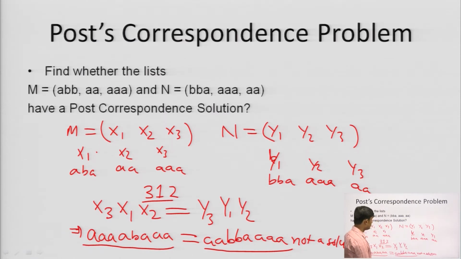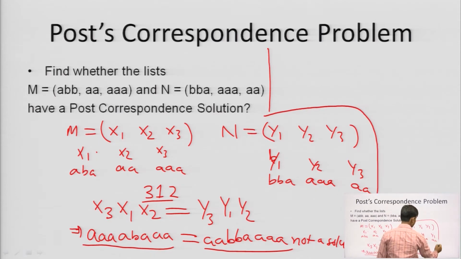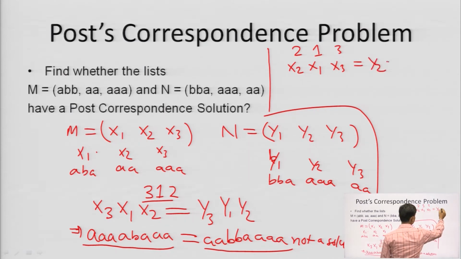So, now we have to take another sequence. Let us take another sequence, 1 2 2 1 3. So, we can take another sequence here, for this you can take 2 1 3. So, x2, x1 and x3, and this is y2, y1, y3.